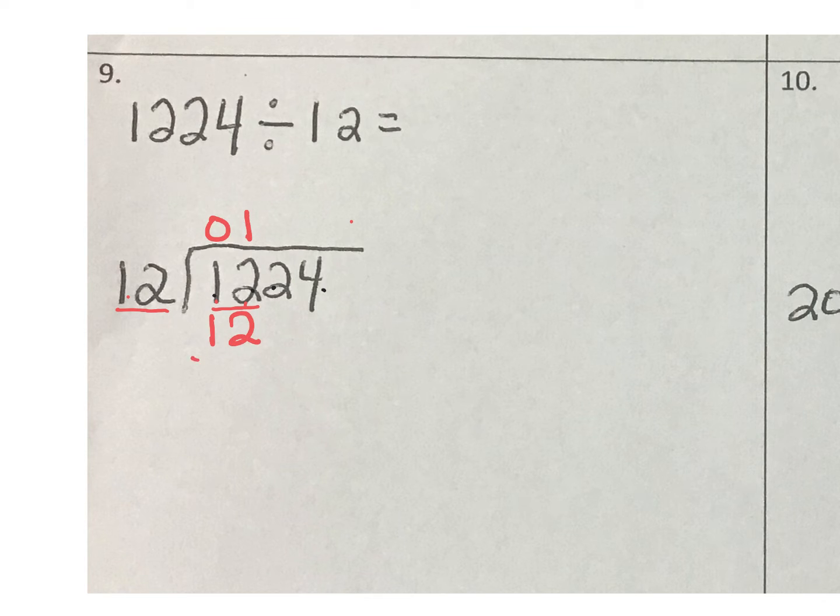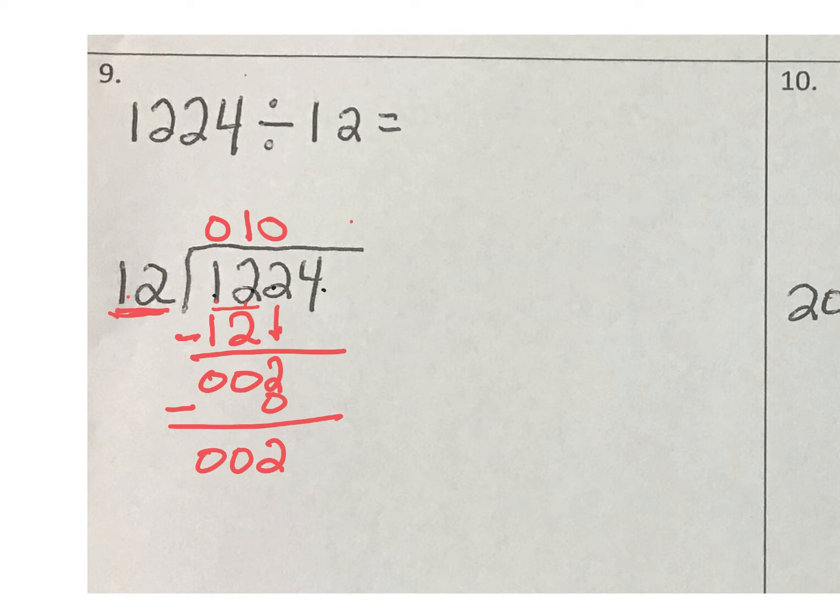1 times 12 is 12. I subtract that out. 2 minus 2 is 0. 1 minus 1 is 0. Okay, so now I bring down my 2. And I have to ask the question, how many times does 12 go into 2? Well, it doesn't. So then I put a 0 here. 0 times 12 is 0. Subtract that out. That gets me a 2. 0, 0. Then I got to bring down my 4.